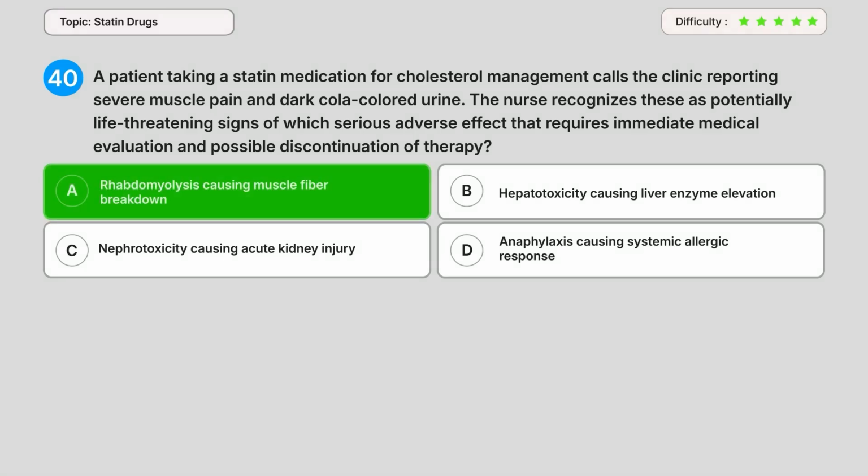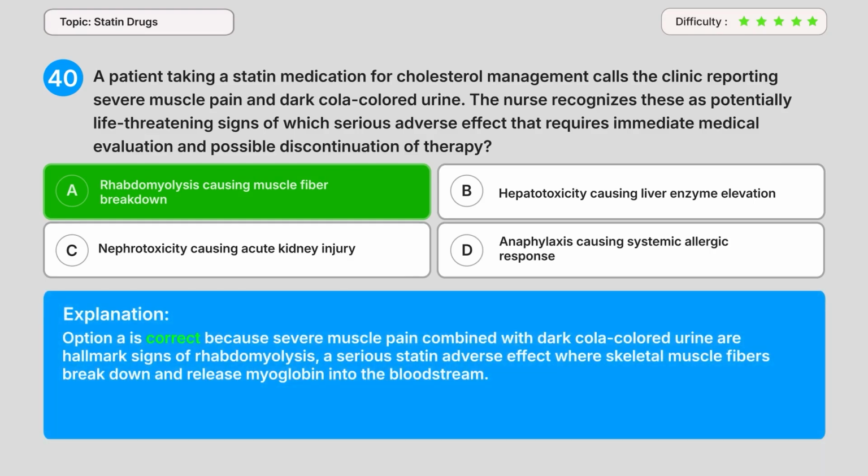Correct answer, A. Rhabdomyolysis causing muscle fiber breakdown. Explanation: option A is correct because severe muscle pain combined with dark cola-colored urine are hallmark signs of rhabdomyolysis, a serious statin adverse effect where skeletal muscle fibers break down and release myoglobin into the bloodstream.